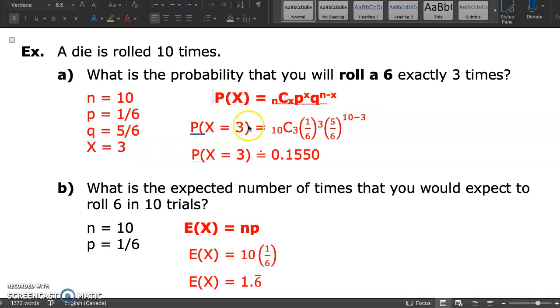So we can substitute in for the value of x equals 3 into this formula. And notice that we have 3 successes. 10 minus 3 is 7. So 3 plus 7 is equal to 10 total trials.